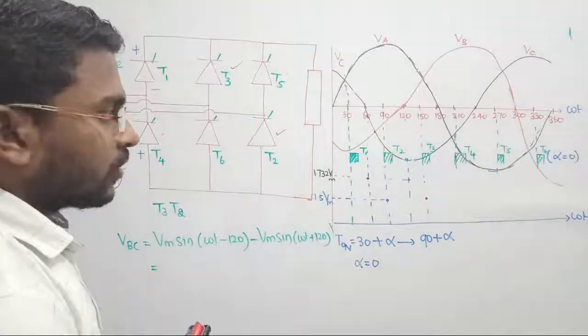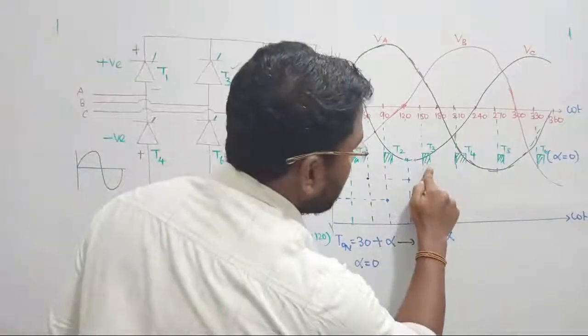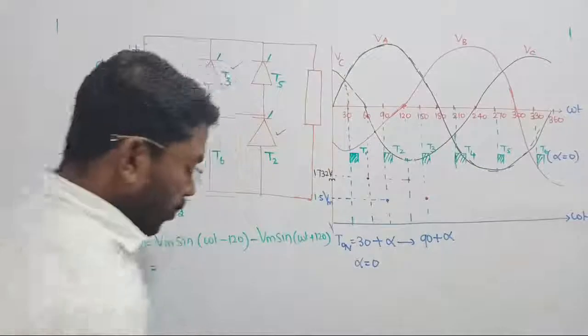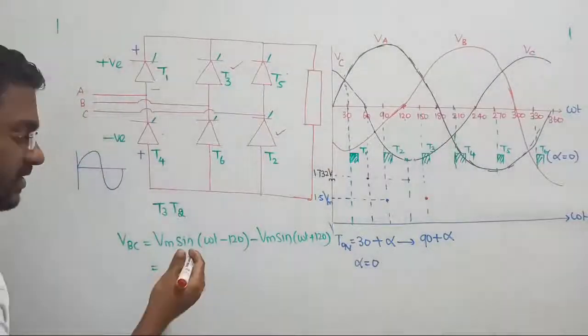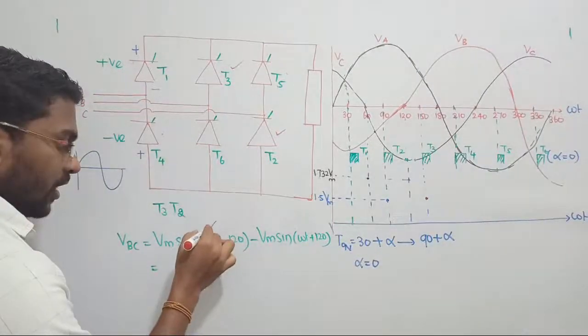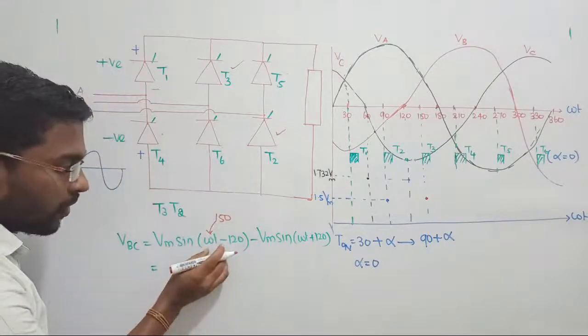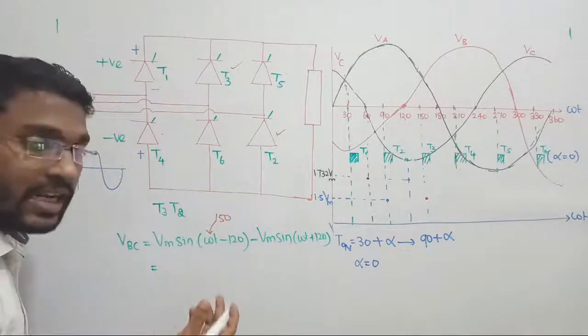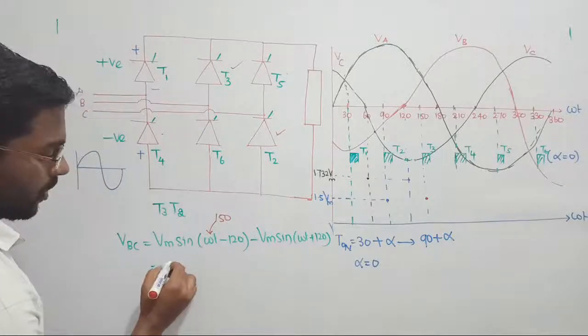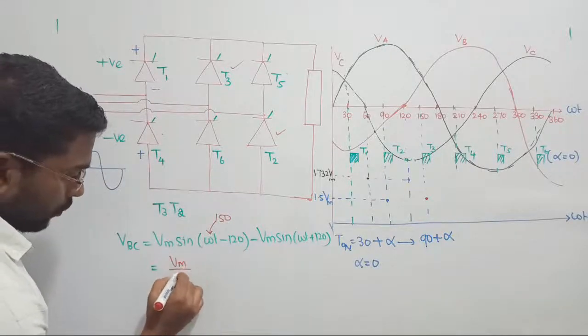Yes. But at which point are you? Thyristor T3 will be triggered at omega t equal to 150 degree. Let us replace. So if I replace omega t by 150, then what will I get? 150 minus 120 will become 30 degree. Sin 30 is how much? 1 by 2. Vm by 2.